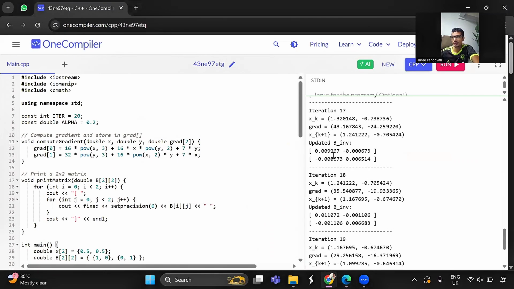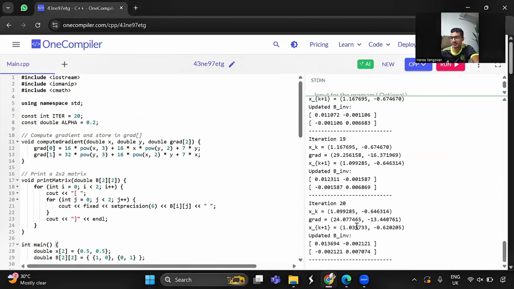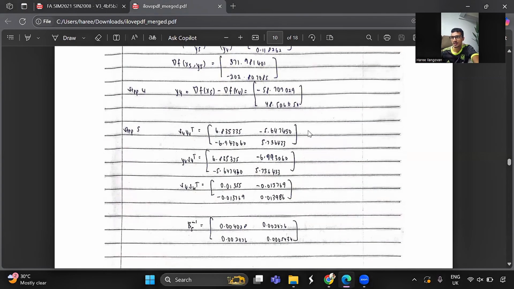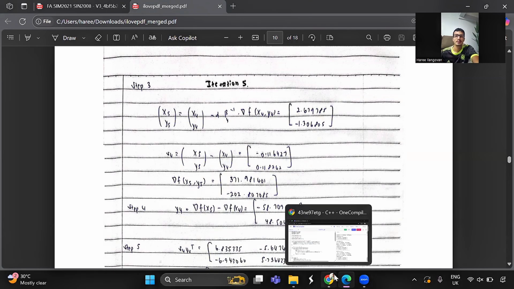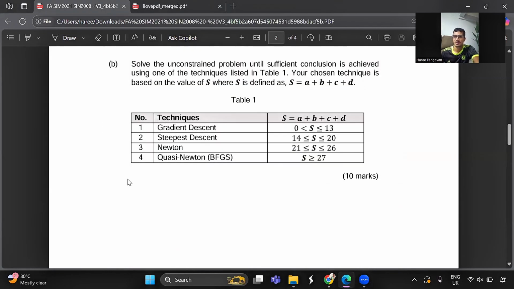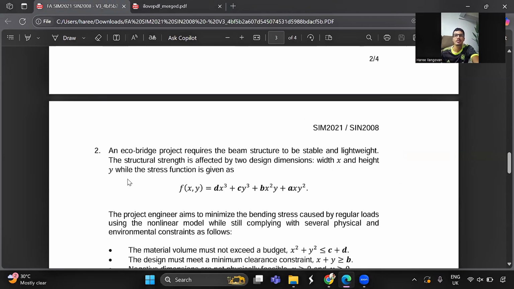And we keep going to the last iteration, iteration 20, we get the x and y value to be 1.03 and -0.62. And if we compare it with our calculation over here, it is quite far off because this method converges very slowly. And that marks the end of question number 1b. And I move to question number 2.